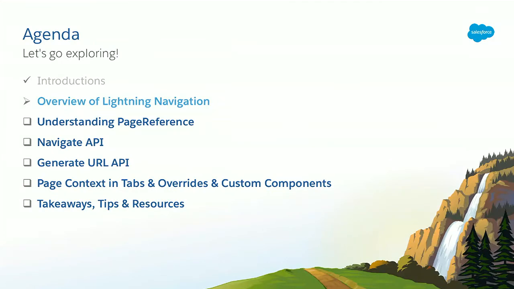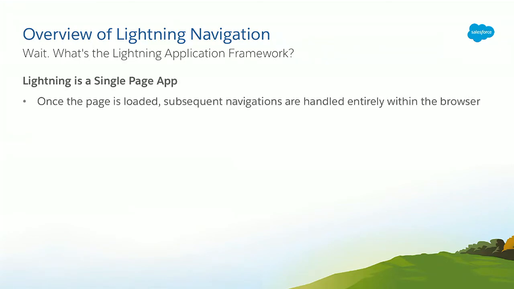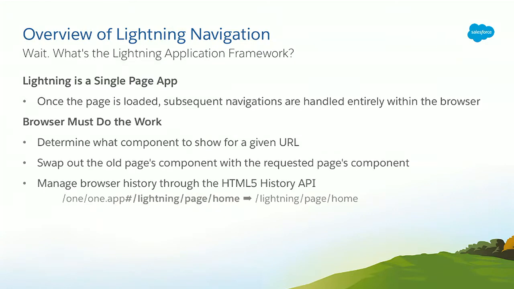So let's get into it. Some background. You've probably never heard of the Lightning Application Framework, at least I hope you haven't. But I want to give some understanding of why this team had to be created. Lightning is a single-page app. This means that once the page is loaded, all the subsequent navigations are handled entirely within the browser. And by that, I mean the JavaScript code within the browser. The browser must do all the work. That means determining which component should be displayed for a particular URL and swapping out the old component for the new component, and also even managing the browser history.